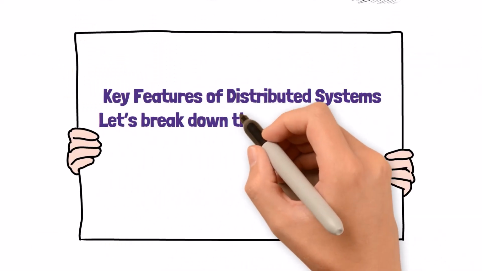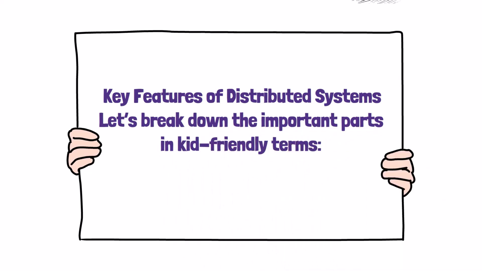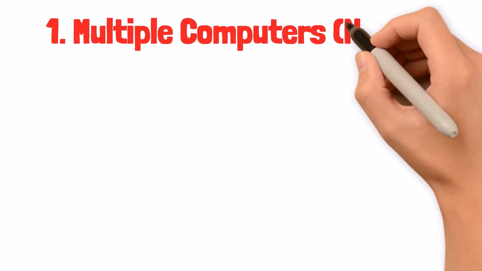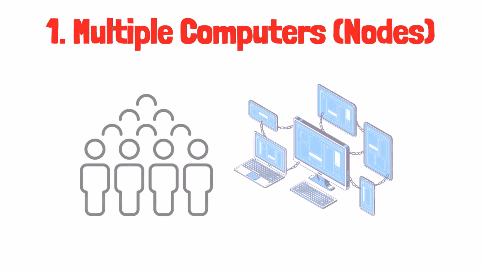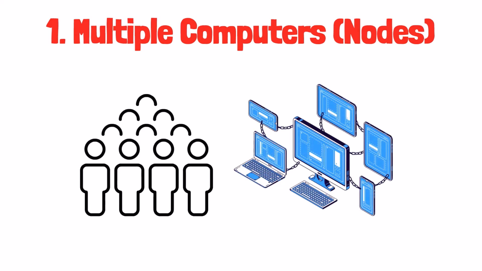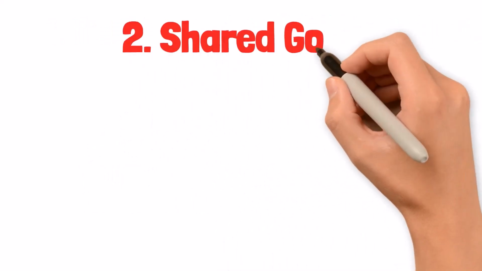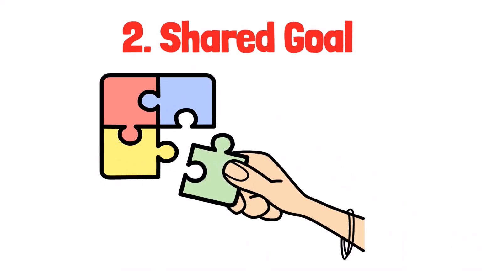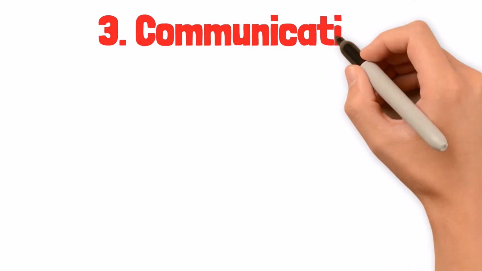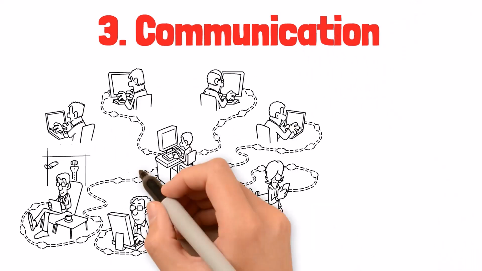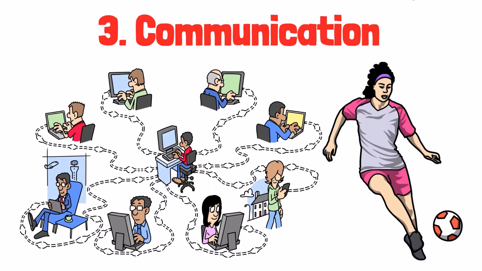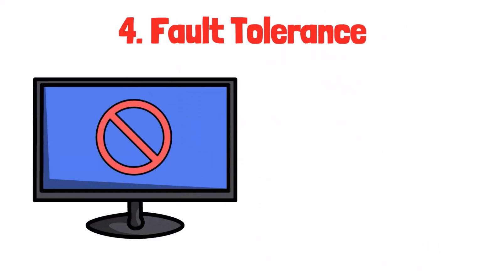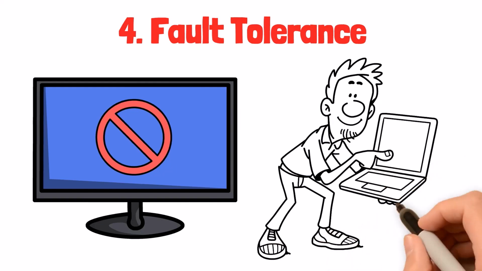Key features of distributed systems. Let's break down the important parts in kid-friendly terms. 1. Multiple computers, nodes. Just like a team, a distributed system has many players. 2. Shared goal. All the computers work on the same task, like solving a big puzzle. 3. Communication. They talk to each other over the internet or network, like teammates passing the ball. 4. Fault tolerance. If one computer fails, the others keep going. It's like having backup players.